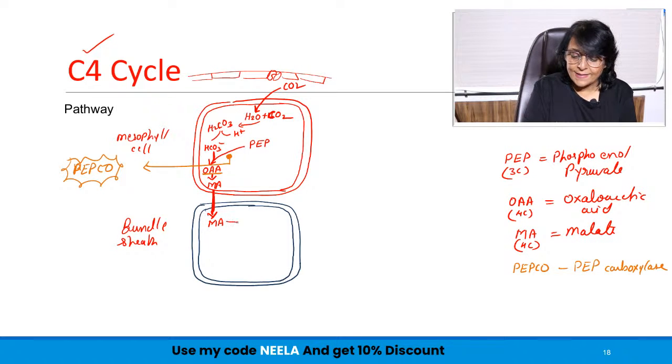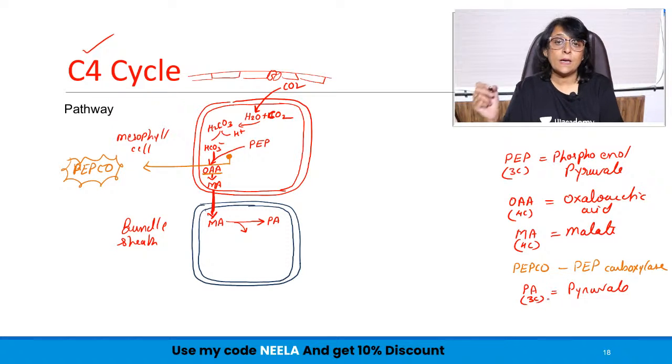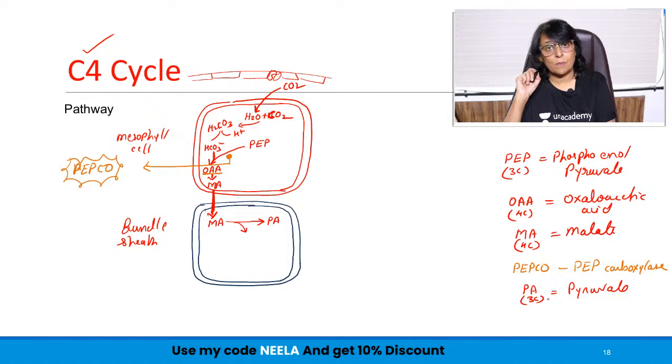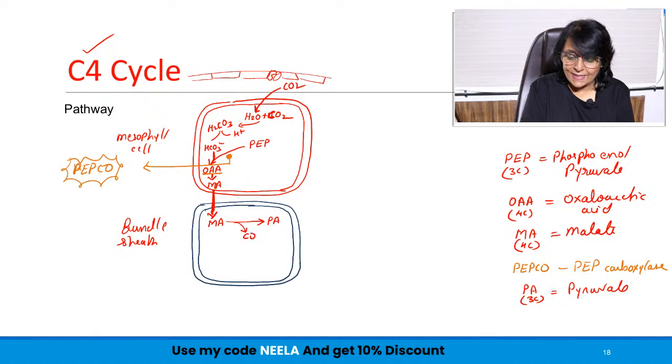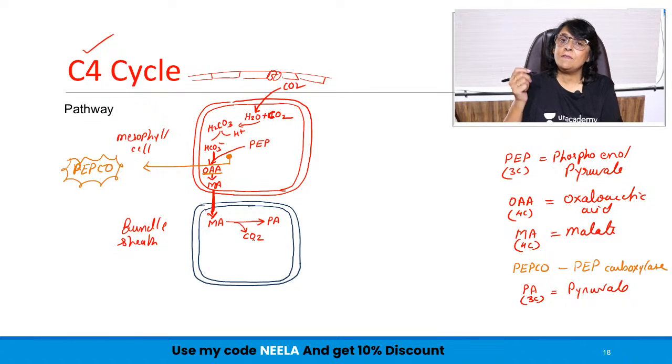So this malic acid in bundle sheath dissociates into 2 parts. A 3-carbon compound, that is pyruvate. Pyruvate is a 3-carbon compound. Malic acid or malate is a 4-carbon compound. So 1 carbon is separated, and that is released in the form of carbon dioxide. Let us see what happens to this carbon dioxide first, and then we will see what happens to this pyruvate.